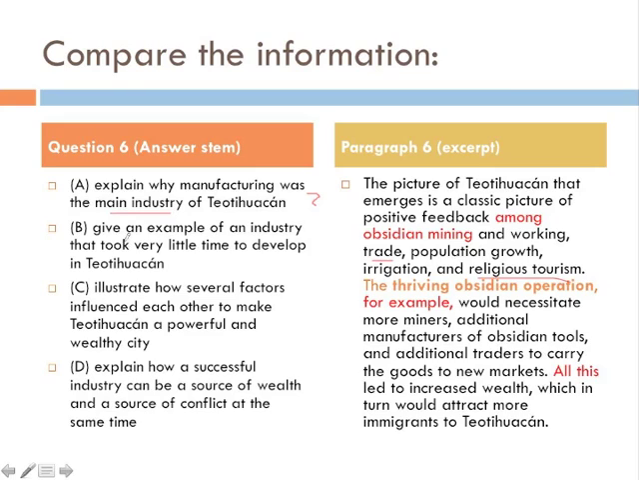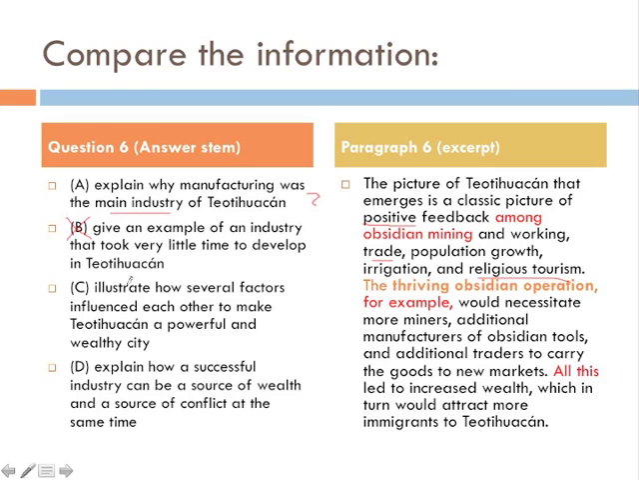Okay, B, it gives an example of an industry that took very little time to develop. Well, it is interesting to see that it talked about that it was a positive situation. But notice as I look at the rest of the text, it doesn't necessarily talk about how much time it took to develop. In this case, we could certainly think this is possible, but we can't prove it from the text.